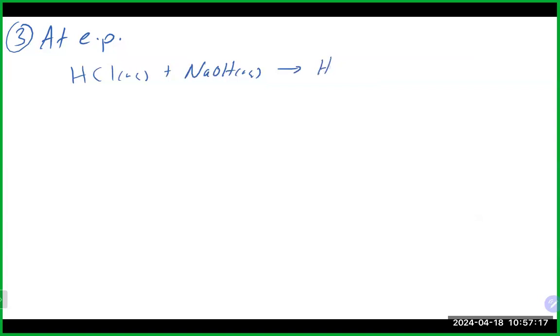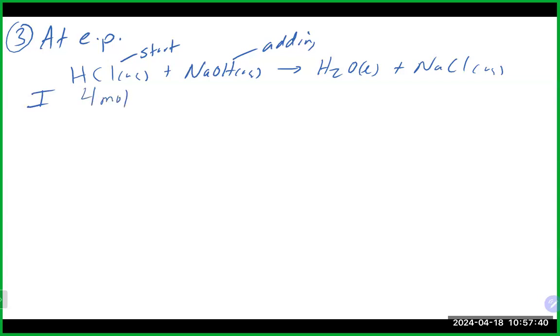All right, so at part 3, we're at the equivalence point in this titration. So once again, clearly we're adding. We'll have our reaction that's taking place, which is our HCl and our sodium hydroxide. And again, we'll get some water here and a little sodium chloride in this case. And once again, we are starting with this, we are adding this. And again, I'm going to use our ICE table here, which is going to be in moles. So I'm going to use my same starting moles of 4 moles of my HCl.